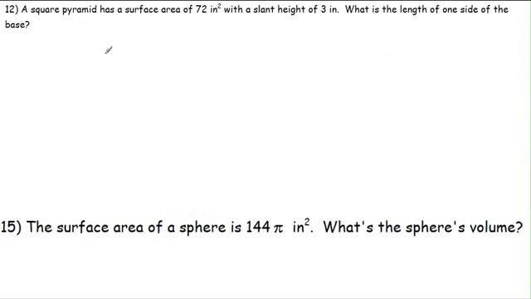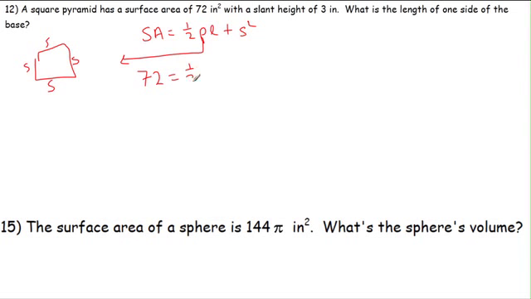All right, so a square pyramid has a surface area. So I'm going to start. Surface area of a pyramid is 1/2 perimeter times slant height, right? Plus the area of the base. The area of the base of a square is side squared. Now look at this. Perimeter of a square, I have 4 S's. So 72 equals 1/2 perimeter, which is 4S, times my slant height here, which is 3, plus side squared.